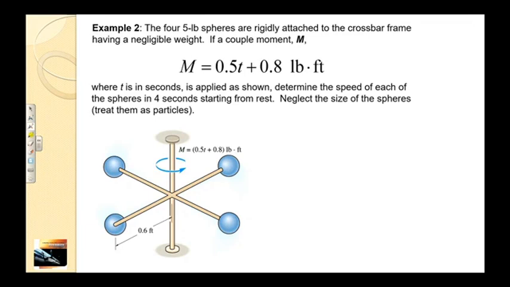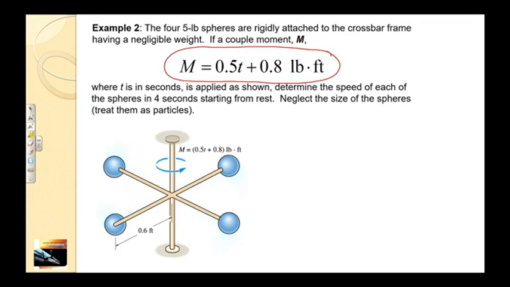Okay? So for this problem we have, the little one we didn't get to last time. We've got 4 spheres, 5 pounds each, attached to these rigid cross beams. We're going to apply a moment that's a function of time. Half t plus 8, and that's in foot-pounds, so it's a torque. We want to determine the speed of the spheres in 4 seconds starting from rest. So if we look at what we have for our momentum impulse principle, we start here. So initially, we're at rest. Easy.